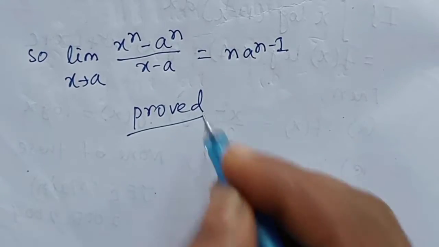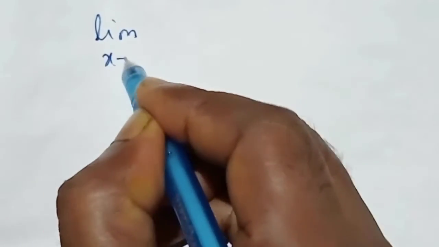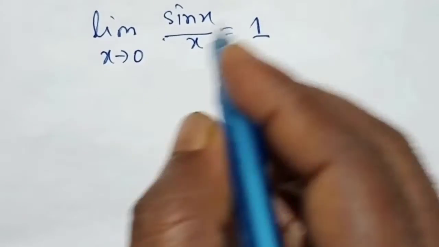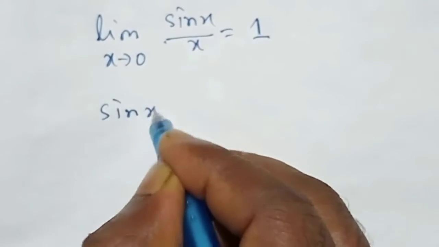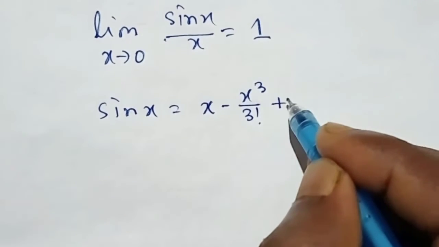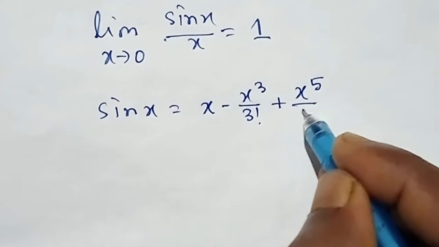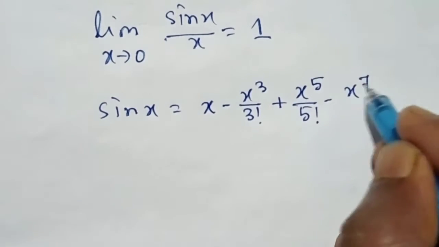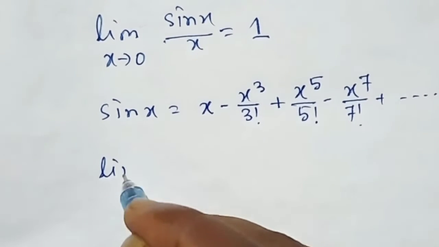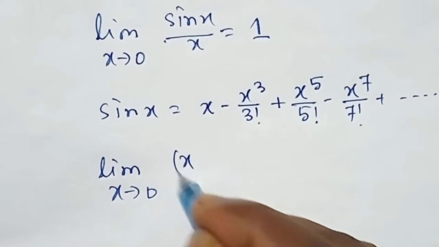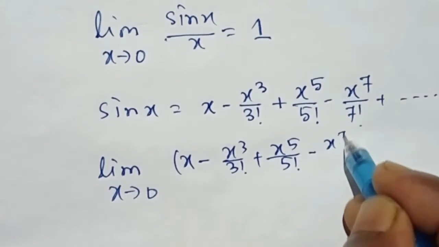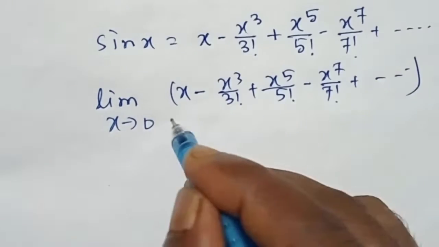So guys, now we'll prove limit x tends to 0 sin x by x equal to 1, right? So guys, it is very simple compared to the previous one, okay. So what you will do is just expand sin x in terms of x, right? So sin x is x minus x cube by factorial 3 plus x power 5 by factorial 5 minus x power 7 by factorial 7, and so on, right? So simply put the value of sin x. So limit x tends to 0, (x minus x cube by factorial 3 plus x power 5 by factorial 5 and so on) by x.